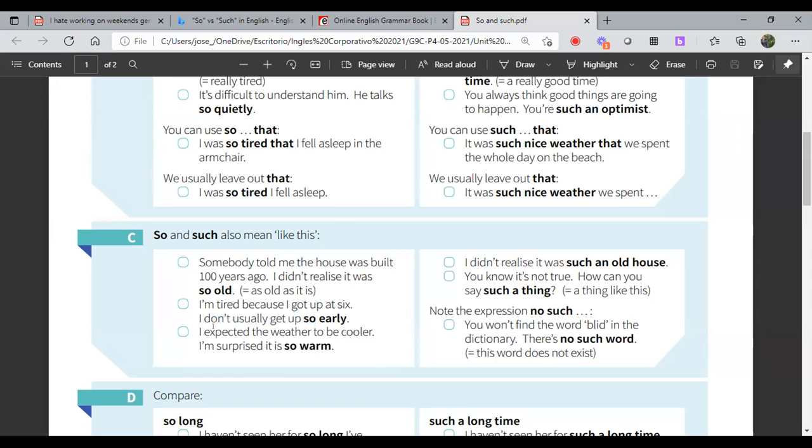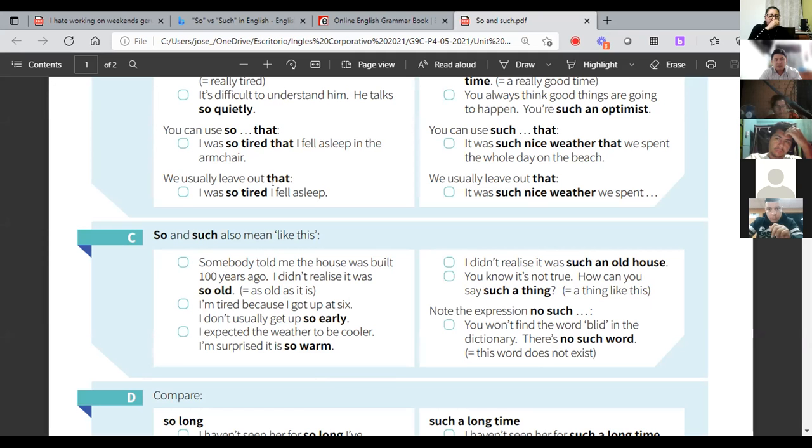I expected the weather to be cooler. Esperé que, bueno, yo esperaba que el clima estuviera más fresco. I'm surprised it is so warm, ¿verdad? Me sorprendió que está tan caliente. Okay? But you see the difference over here. Yes? I think with so, we don't have any problems. I think so, it's okay. Creo que la palabrita eso, so, no nos mete en problemas.